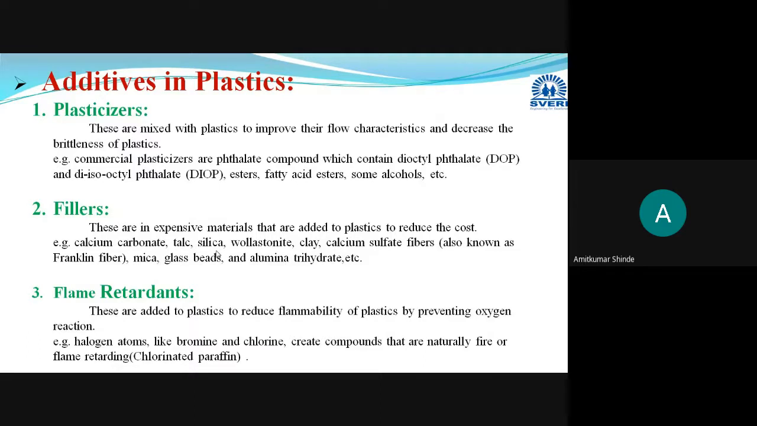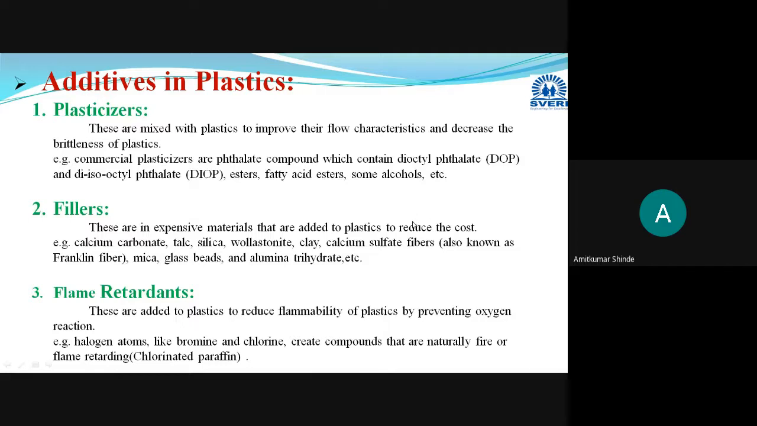then calcium sulfate fibers. It is also known as the Franklin fiber. Then glass beads and aluminium trihydrate. If you are able to write one or two names, it is sufficient. Calcium carbonate, talc, silica, mica, like that you can write. One or two names will be sufficient. Just remember the basic function: the fillers are added to reduce the cost.